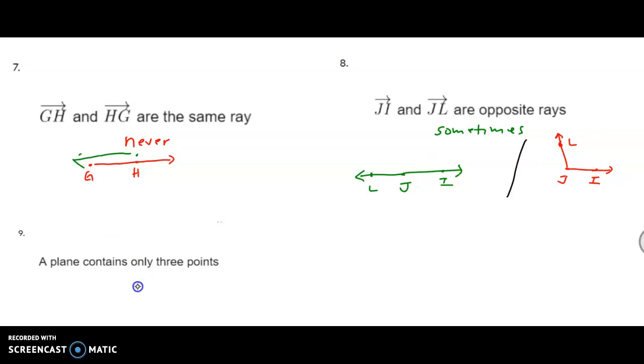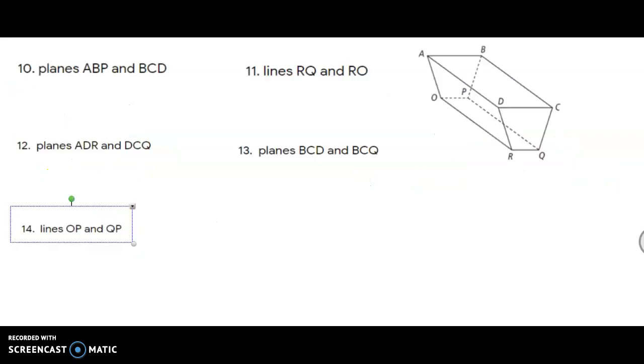Number 9, a plane contains only 3 points. I would say that sometimes, right? Remember, the definition of a plane is it's coplanar if there are 3 points or more, okay? So the word only makes it sometimes true. And I think this is the last of it, these last 5 here, using this figure.